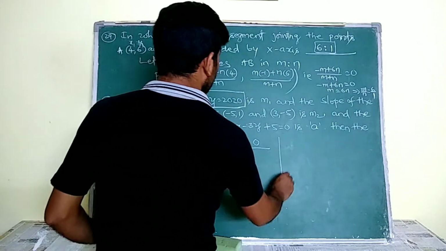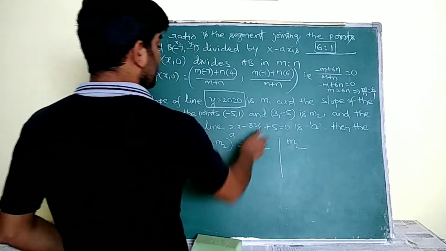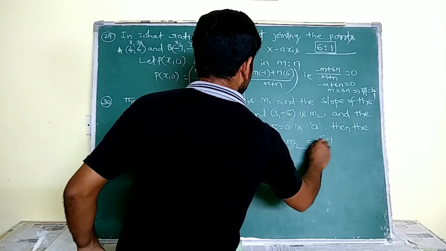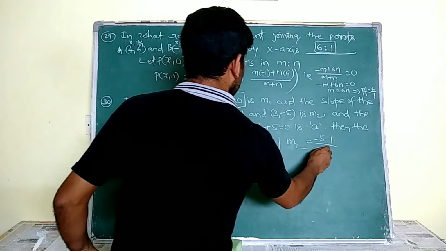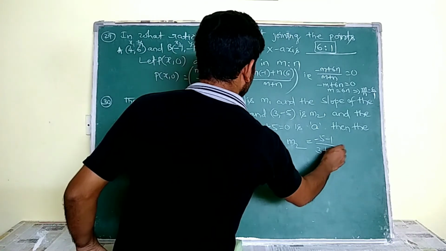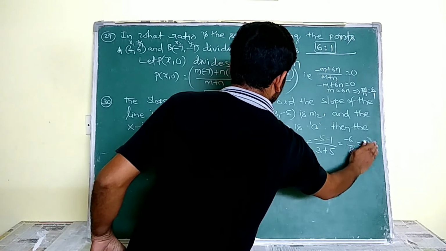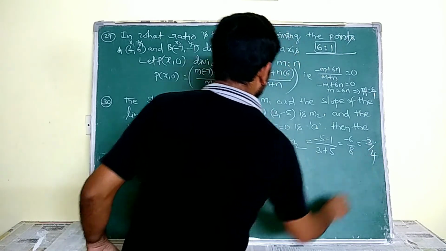So for m2 we know that slope m2 is equal to what? See, (y2 minus y1) by (x2 minus x1), that is (minus 5 minus 1)... 3 plus 5 is 8, that is minus 6 by 8, which is equal to minus 3 by 4.